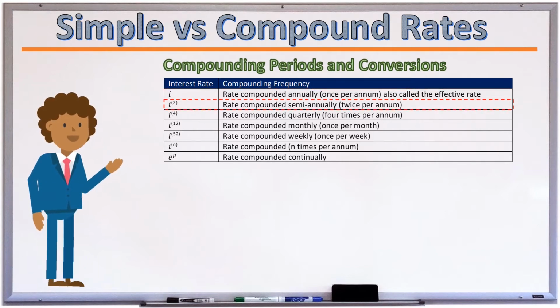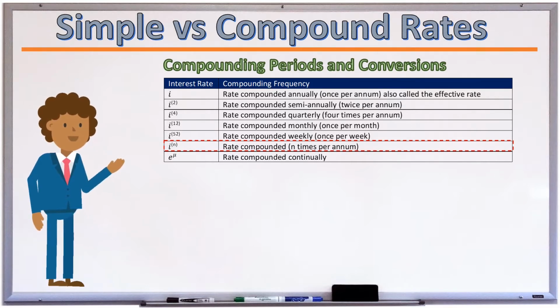i2, where this is the interest rate compounded semi-annually. In other words, interest is paid or compounded to an investor twice in the year. i4, where the rate is compounded quarterly, in other words, paid 4 times in the year. i12, where the rate is compounded monthly, in other words, the interest is credited to the investor every month. i52, the rate compounded weekly, where the interest accrues to the investor at the end of every week. And i_n for a general number of compounding periods of n times per annum.